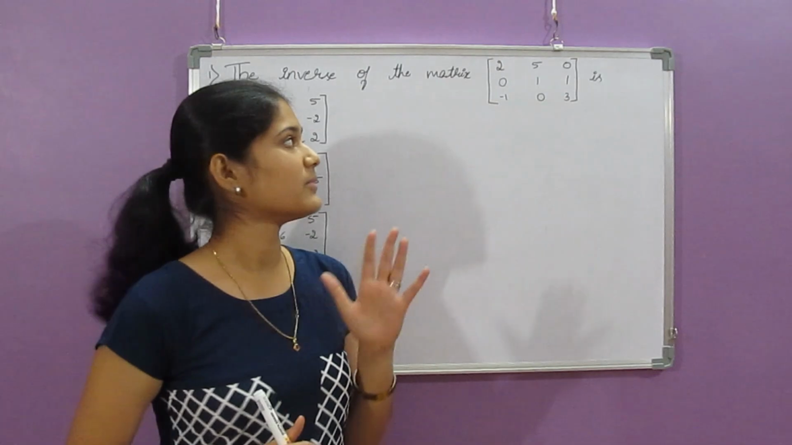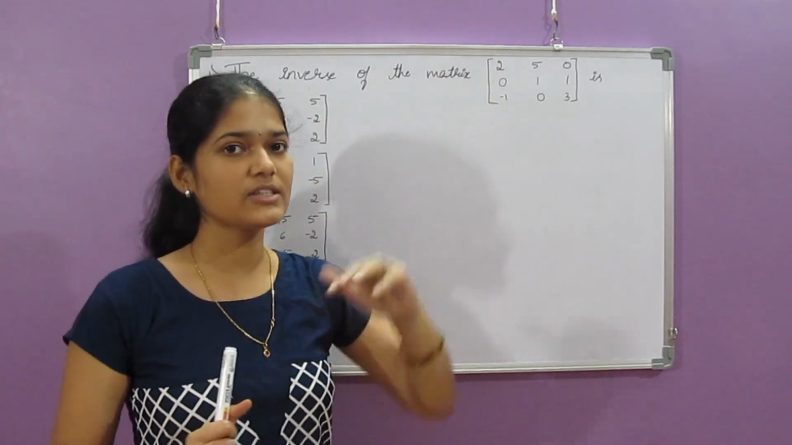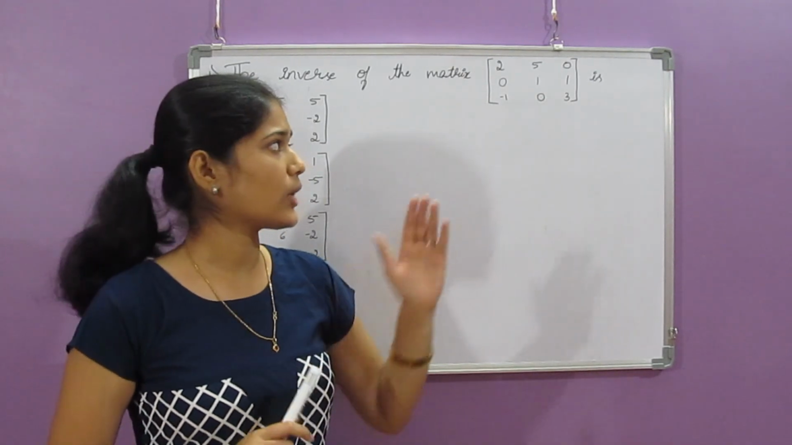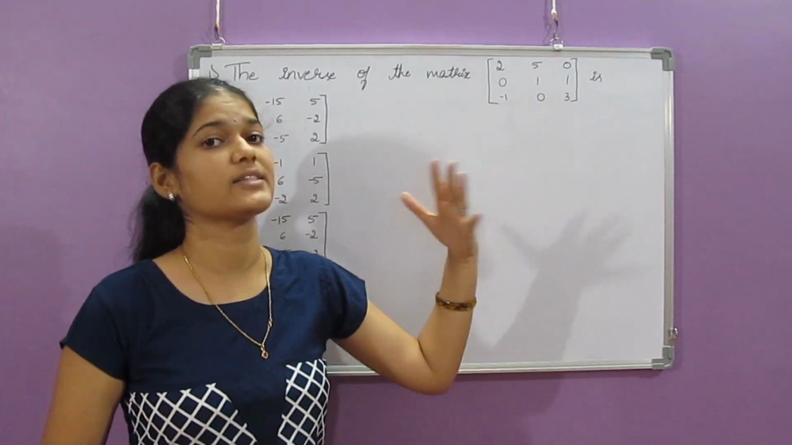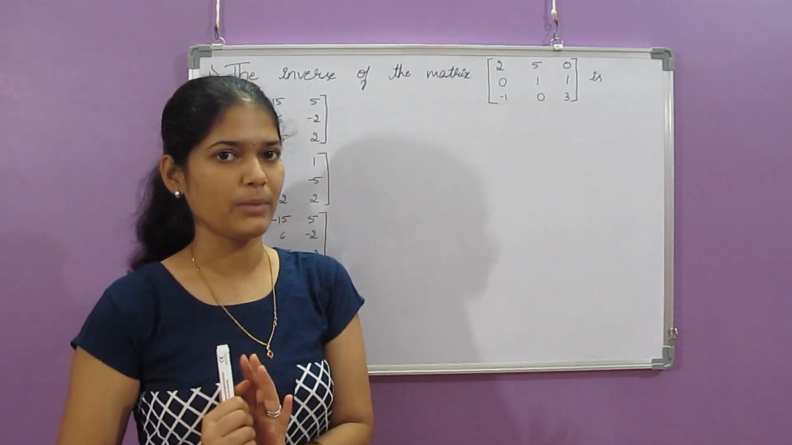In this problem, they have asked us to find the inverse of this matrix. To find the inverse of this matrix, it is a very lengthy process. That means you have to find the adjoint of this matrix, then find the determinant, then do adjoint by determinant of the matrix.